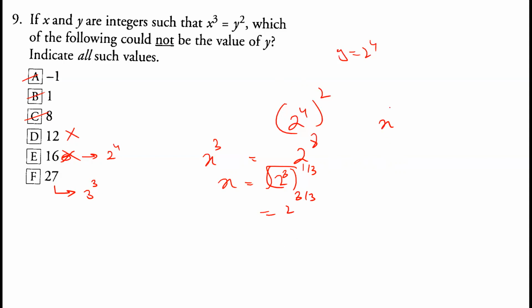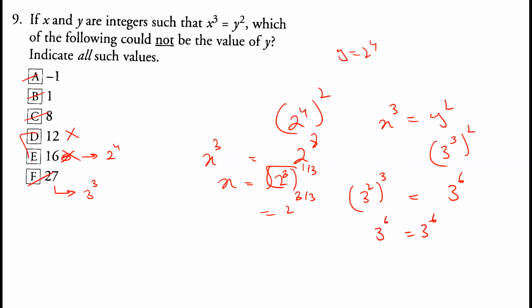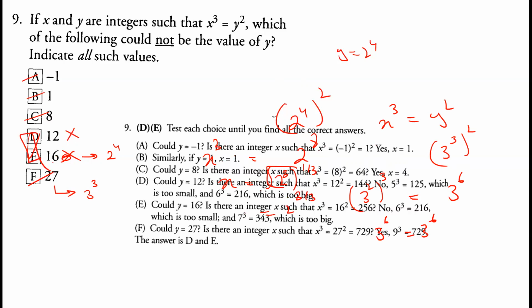So x cubed equals y squared. This can be written as 3 raised to power 3 raised to power 2, so this is 3 raised to power 6. Now x can be 3 raised to power 2. We equate 3 raised to power 6 equals 3 raised to power 6. So 27 can be a possibility. So D and E cannot be the possibilities.